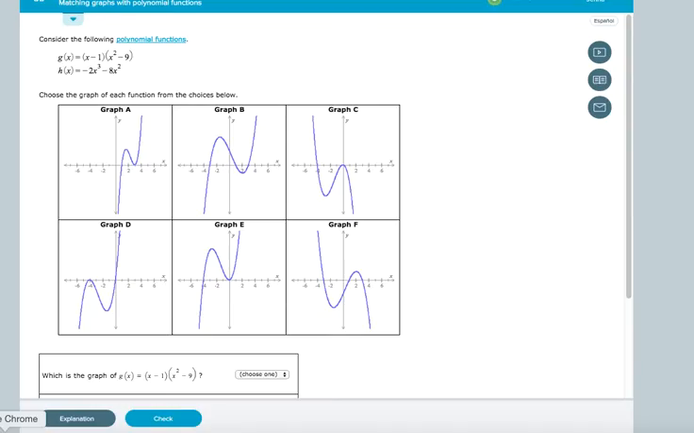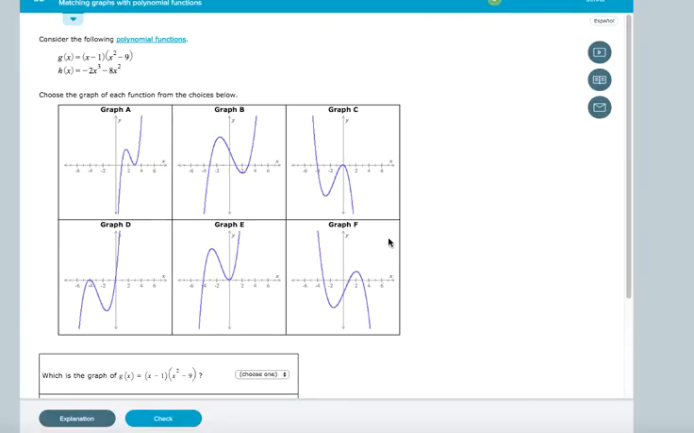Okay, so now let's go to Alex. So you can see that we're matching graphs with polynomial functions. And I'm going to look here and let's first look at g of x. So g of x is kind of factored. If we multiply that out, it would be x to the third. So we're looking for an x to the third, and it's going to be a positive first term. That leading coefficient is going to be positive, which means it's going to start low and go high like this guy. So it's going to start low and go high, and it's going to be an x to the third.